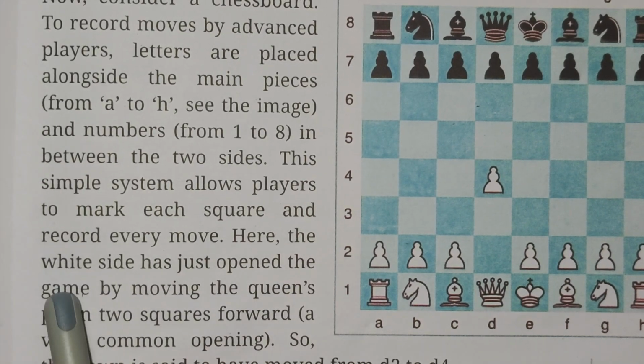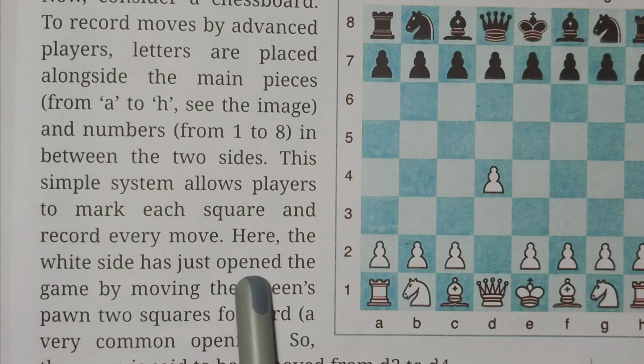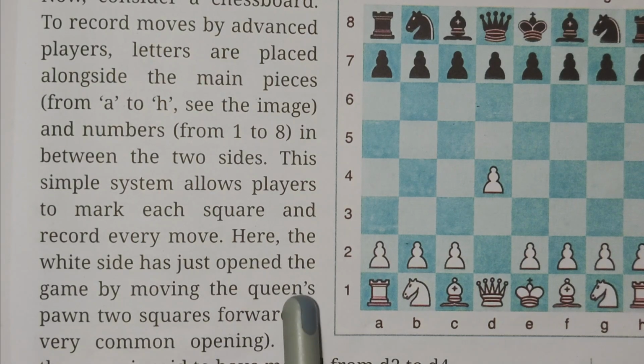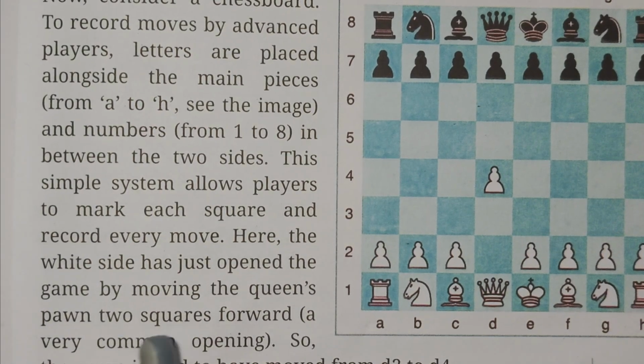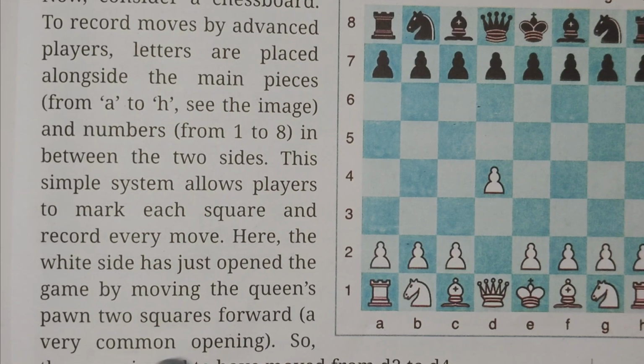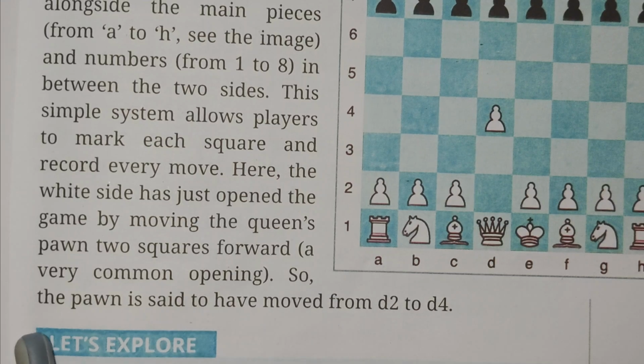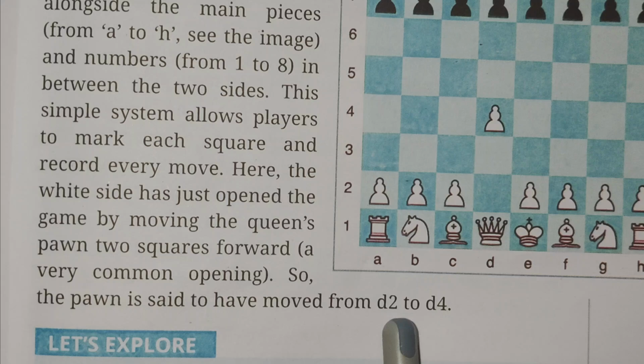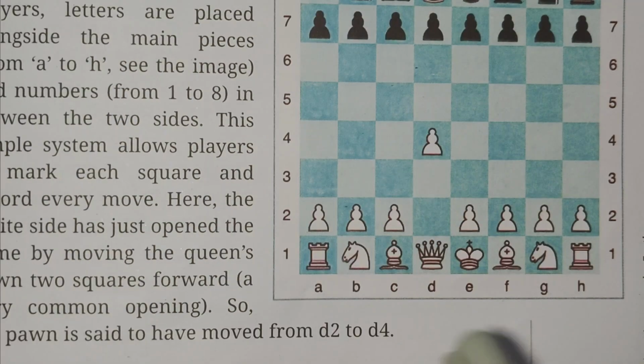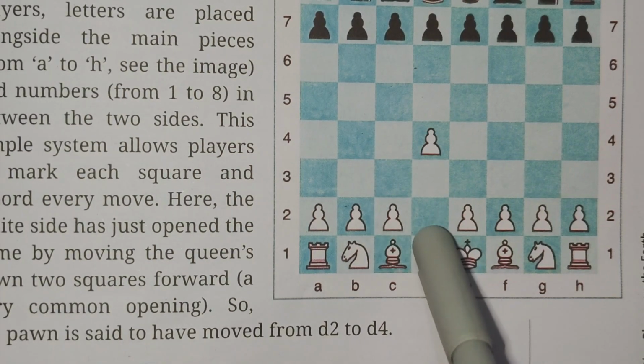Here, the white side has just opened the game by moving the queen's pawn 2 squares forward, a very common opening. So, the pawn is said to have moved from d2 to d4. See here, it is moved from 2 to 4.